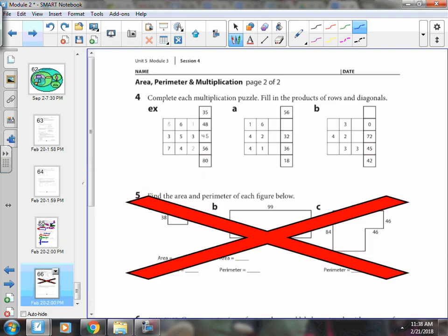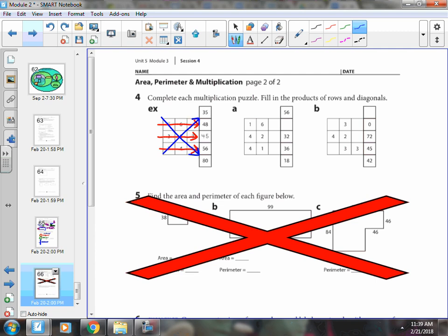On the back, each multiplication puzzle, I wish they would have put arrows in to show you how these multiplication puzzles work. If you multiply these three numbers across, you will get that. If you multiply straight across, you'll get that. To get these ones on the corner, you have to multiply diagonally. This number times this number times this number, and this number times this number times this number. So I wish those arrows would have been there. I think that would have helped kids figure out how to figure these out.